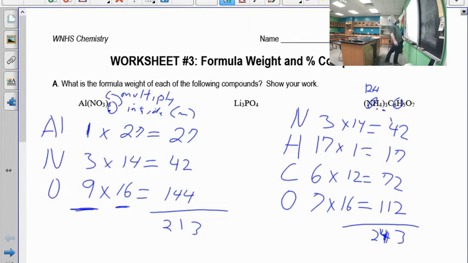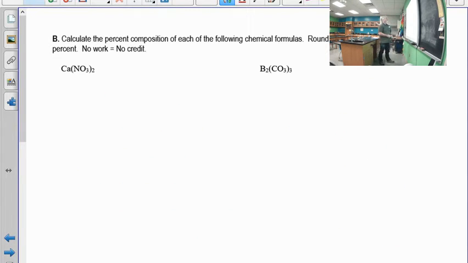Let's do a quick one on percent composition. So I'm going to do this calcium nitrate here. Again, what I want you to do is write down the elements that you have. How many of each do we have? The 2 here at the end only concerns itself with what's inside the parentheses. So that Ca doesn't have a number with it, so we know it's only one Ca.